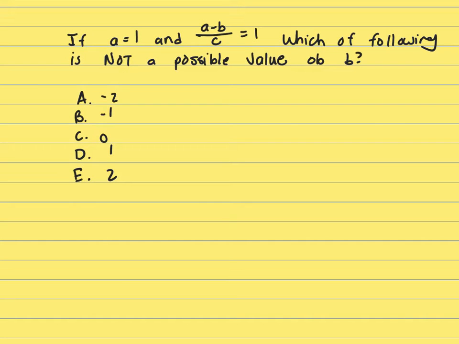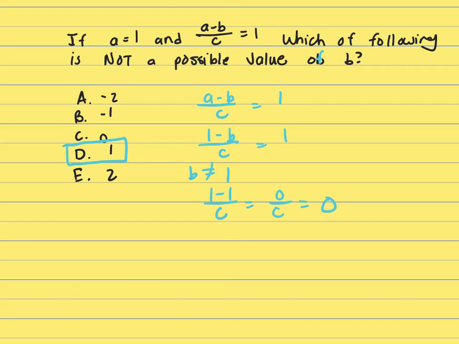So we're trying to figure out which of the following is not a possible value of b. So we've got a minus b over c equals 1. And they tell me a is 1, so 1 minus b over c equals 1. So b cannot be 1. Because if b is 1, you get 1 minus 1 over some number, and that gives you 0 over some number, and that gives you 0. So your answer will be D.